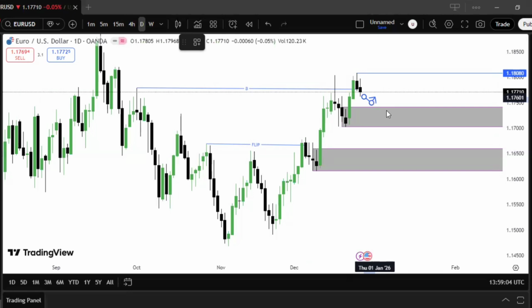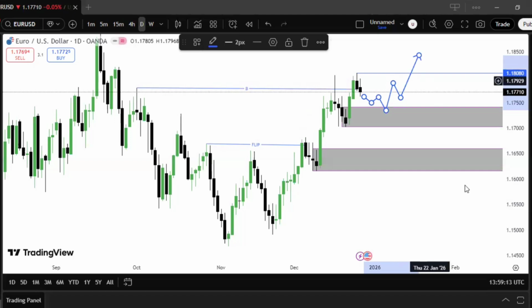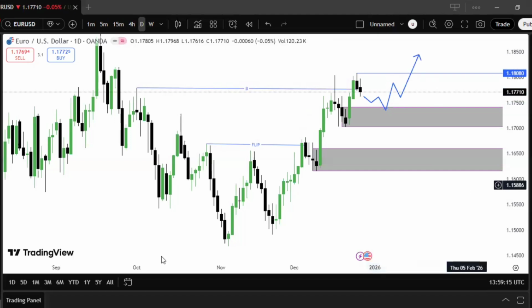Then we made a change of character. Then confirm. Then boom, we continue to buy. Simple. You understand? And this pattern again, I can wait for it. Let's say the market decided to break this demand zone, then we can wait for the market again to pull up like this, then give me a change of character, then boom, we buy again.